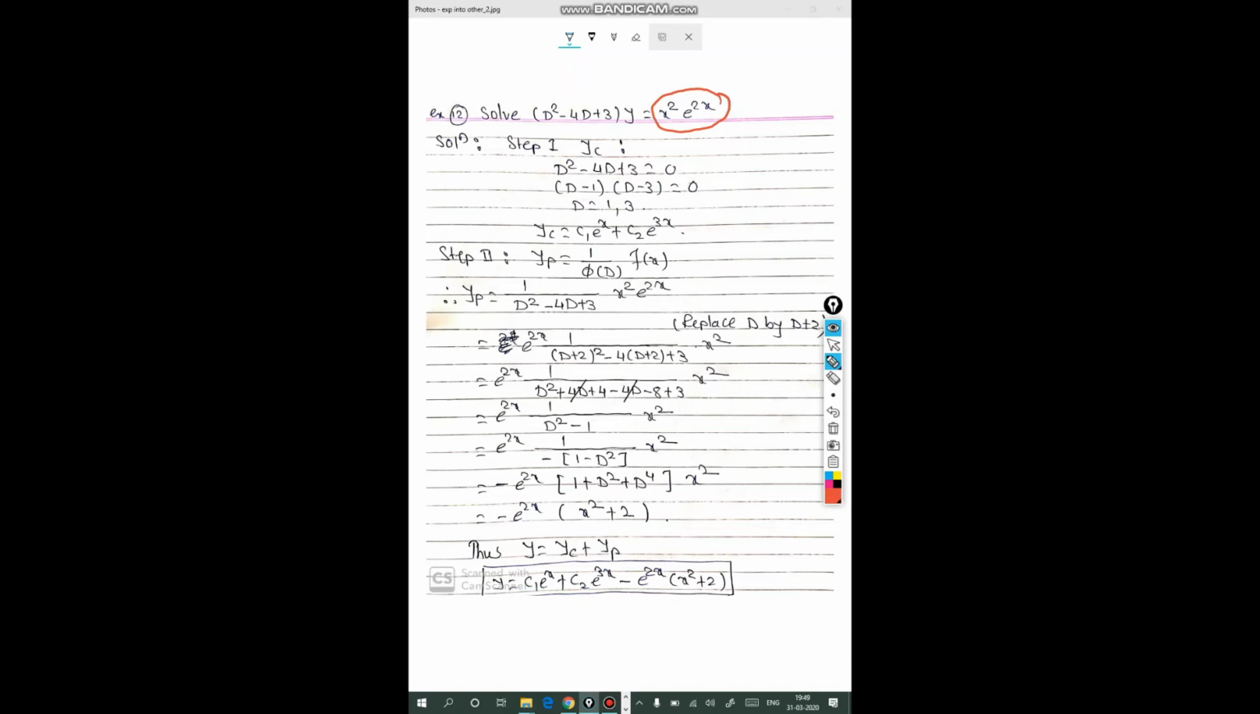Right now, step one is yc. That's not new to you; I think everyone can do it. So yc is c1 e raised to x plus c2 e raised to 3x for distinct roots. Now step 2 is new for us, which is 1 upon phi D of f(x). In this case, it is 1 upon (D square minus 4D plus 3) of x square into e raised to 2x. As it is in the form of e raised to x into v, the method is to replace D by D plus a. In this case, a is 2, so we replace D by D plus 2.